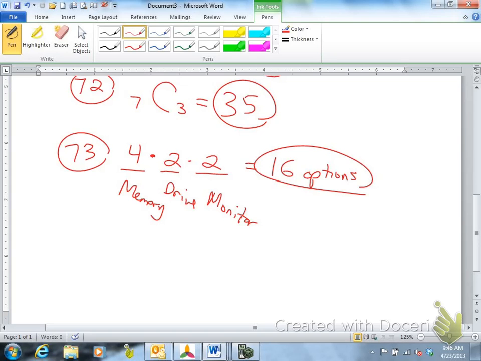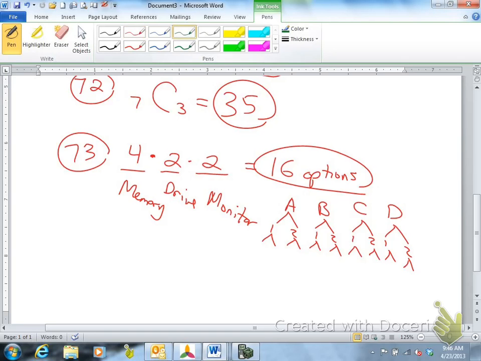You could also think of it as a tree diagram. If these are your different memory options, A, B, C, and D, you have 2 different drive options for each one. So we'll call that option 1 and 2, 1 and 2, 1 and 2, 1 and 2. And after you pick your drive, for each one of these you have 2 options for monitor. So how many total do we have? We have 1, 2, 3, 4, 5, 6, 7, 8, 9, 10, 11, 12, 13, 14, 15, 16.